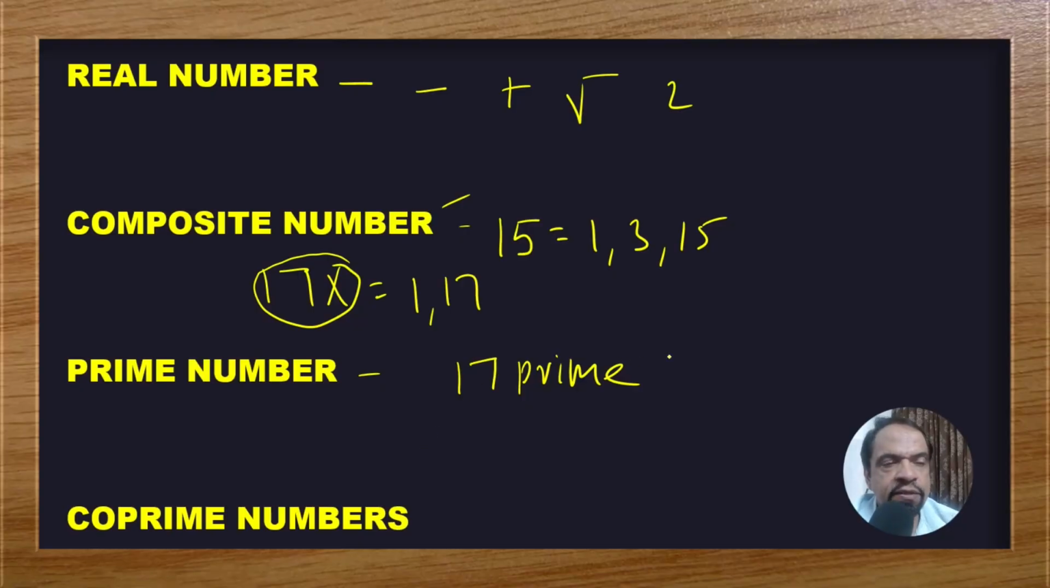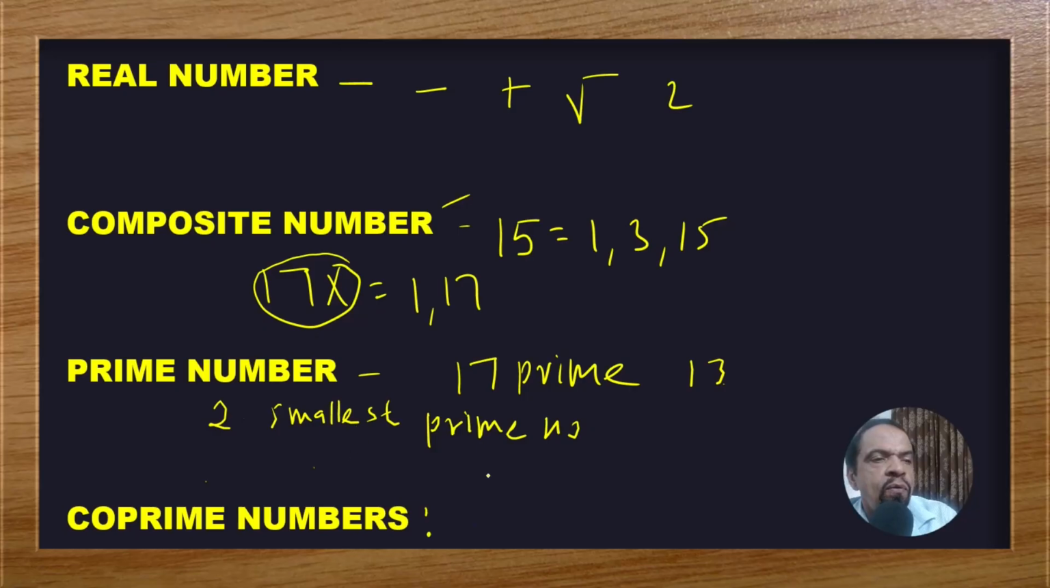So it is a prime number. 13 is a prime number. The smallest prime number is 2. 15 is not a prime number because it has more than two factors. So very simple. More than two factors means composite, and only two factors means prime number.